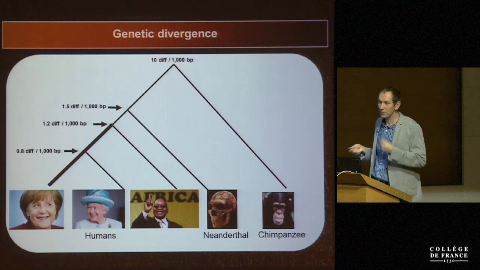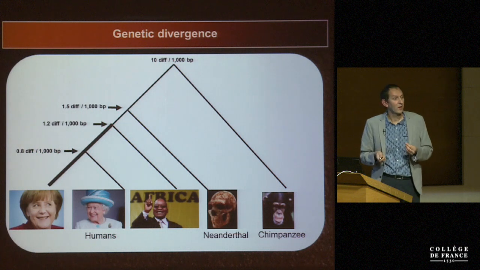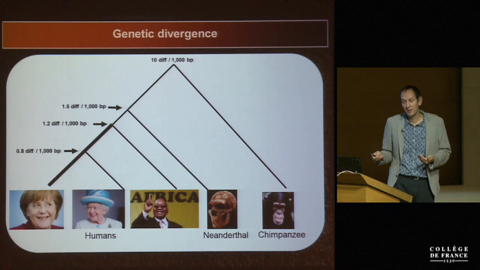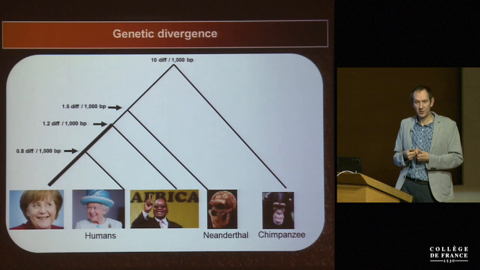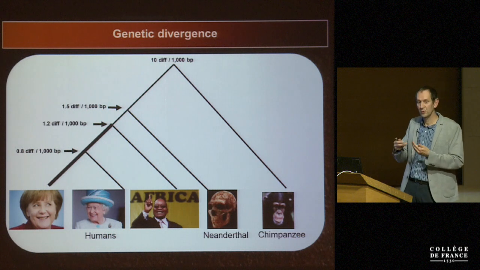Now, if you compare any modern human to a Neanderthal, it's 1.5 differences. So clearly, we are more different from a Neanderthal than from any other present-day human, but still Neanderthals are quite close genetically. They are not very different. They are just slightly more different than 2 humans are.